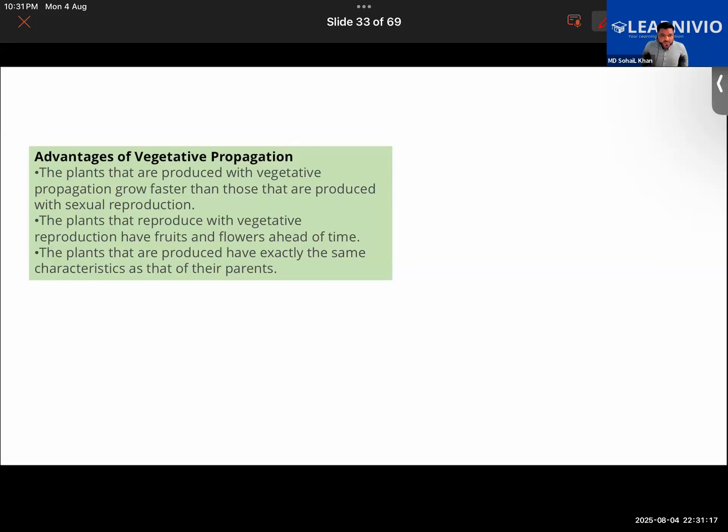Anyways, so the vegetative propagation we have learned, natural and artificial both, has some advantages. The plants that are grown by this method grow fast because they are not growing with the help of seeds. They will be bearing fruits and flowers ahead of time. They will be resistant towards disease. They will not get infected easily. And the new plants are the exact copy of the parent plant. They are basically clones of the parent plants.